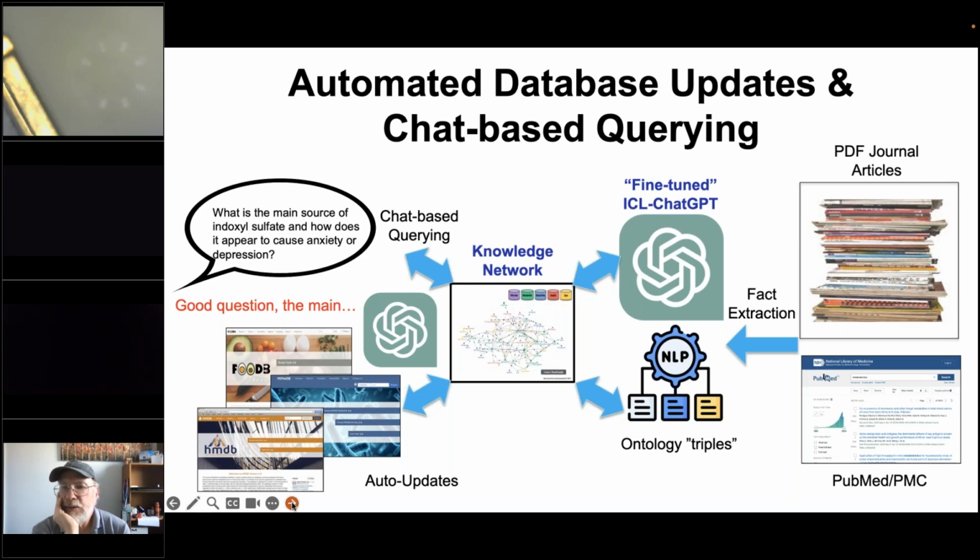And these will use a variety of what are called fine-tuned large language models to do fact extraction. We'll use natural language processing techniques to get ontology triples. They'll build large knowledge networks from the literature data. And from those knowledge networks and the large language models, they'll be able to assemble, I think, very useful descriptive tools, some of which will auto-update the databases, but also allow people to make very simple chat-based queries.